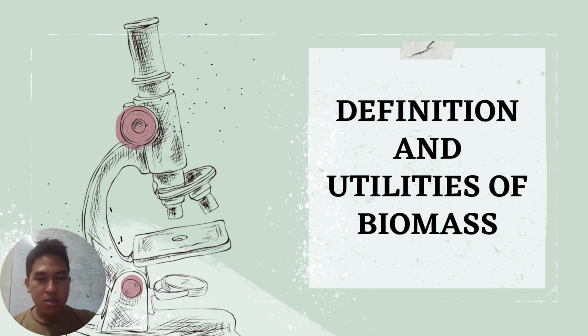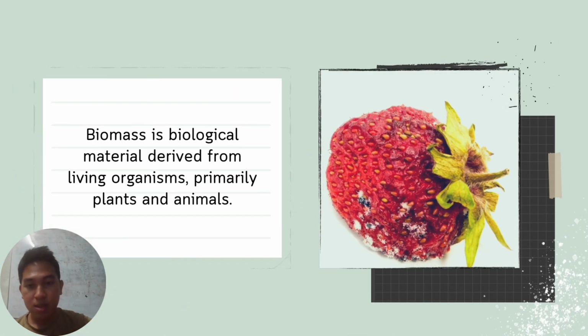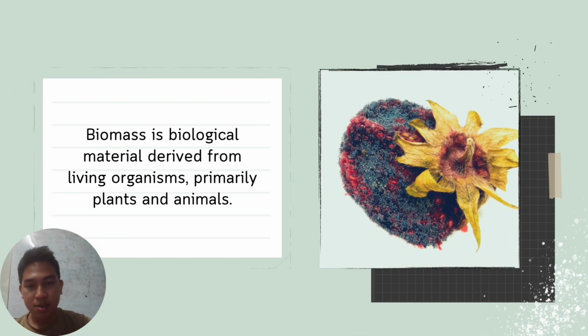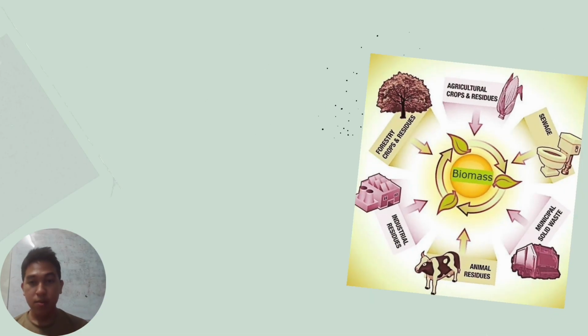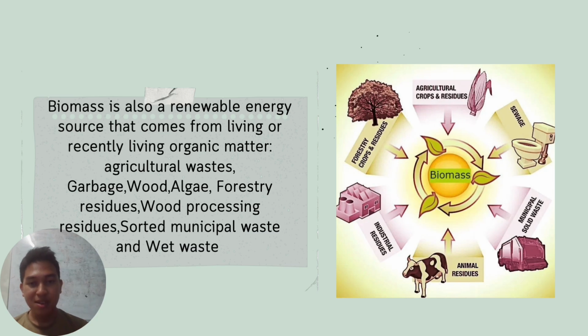Okay, definition and utilities of biomass. What is biomass? Biomass is biological material derived from living organisms, primarily plants and animals. Biomass is also a renewable energy source that comes from living or recently living organic matter.